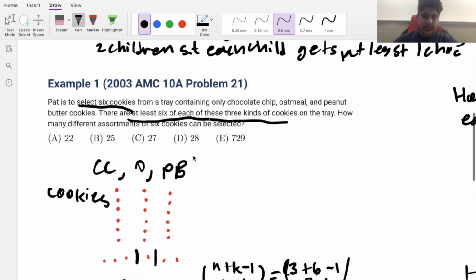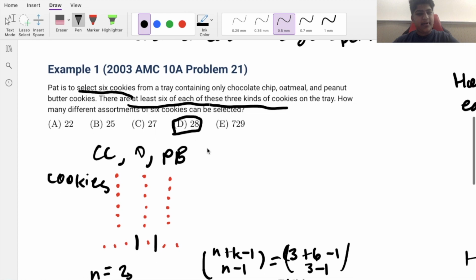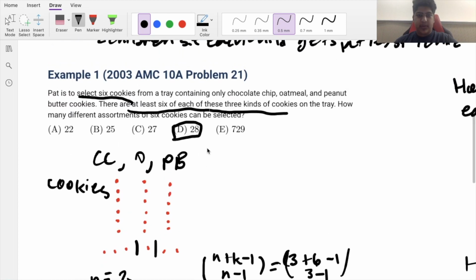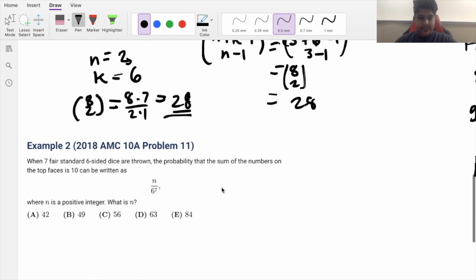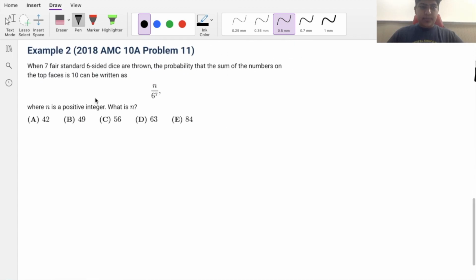Now, looking back at our choices, we can see that 28 is choice D, and we are done with this problem. Now, let's do one final example problem, just to drill in understanding. So now we're moving on to example number 2, which was also the 2018 AMC 10A problem number 11.